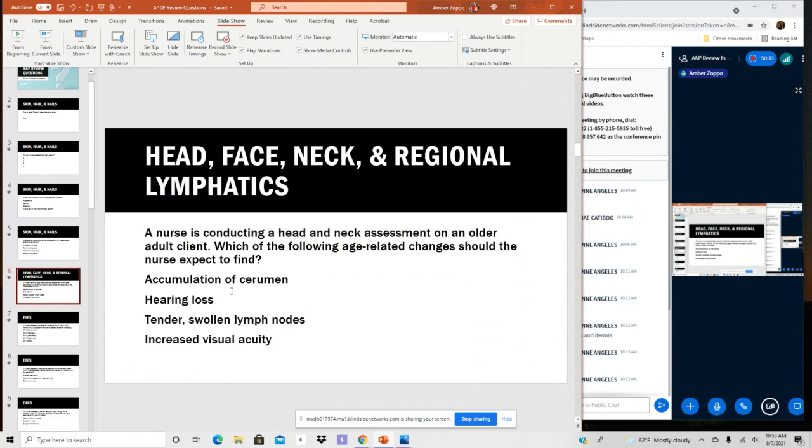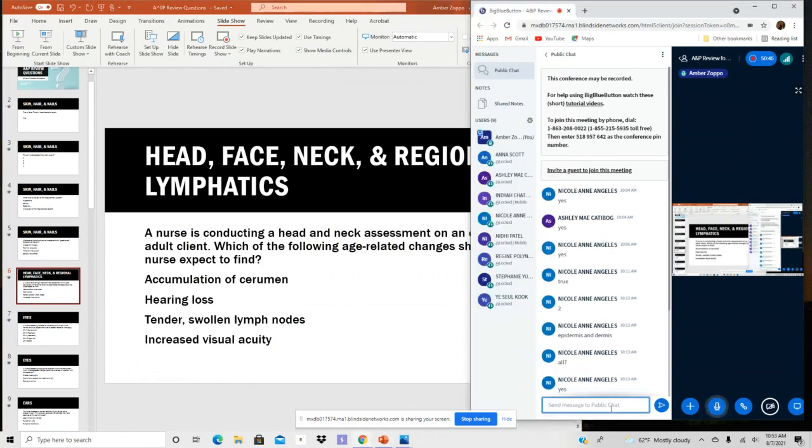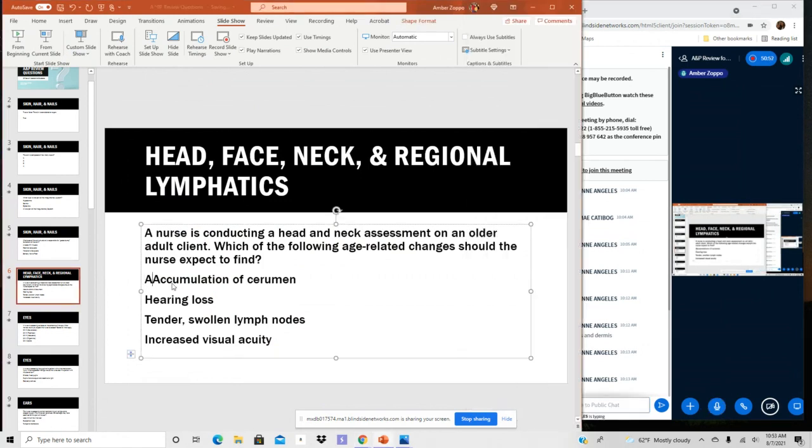Accumulation of cerumen, hearing loss, tender swollen lymph nodes, or increased visual acuity. This is a select all that apply, so there's going to be more than one right answer. Let me put A and B here so you guys can just say A, B, C, or D. Remember, this is select all that apply, so there will be more than one answer.